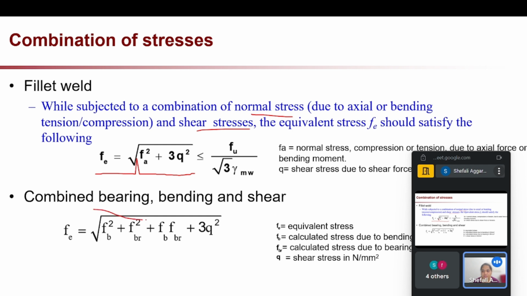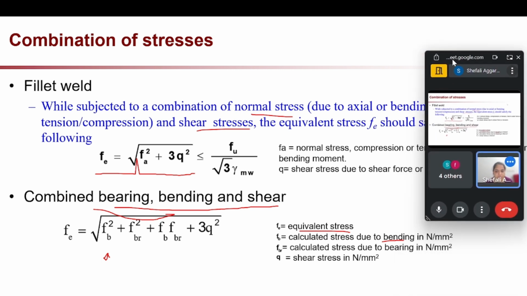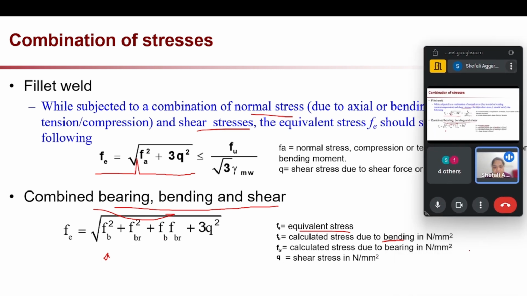And if we have all three types, bearing, bending, and shear, all three types of stresses are there. In that case, our equivalent stress is given by the square root of Fb square plus Fbr square plus Fb into Fbr plus 3q square. Fe is the equivalent stress, Fb is due to bending, Fbr is due to bearing, and q is due to shear stress. So all these formulas will be given in our IS code. I don't think you have to remember all these formulas, as they will be given to you.